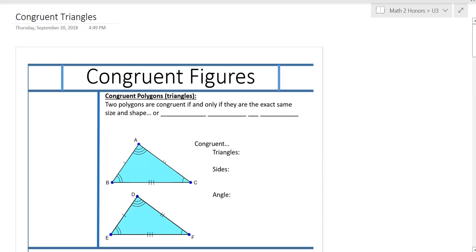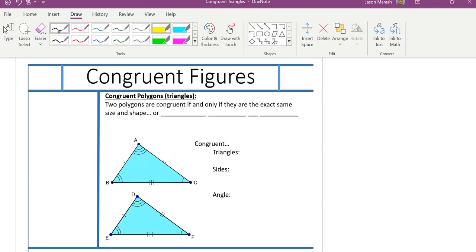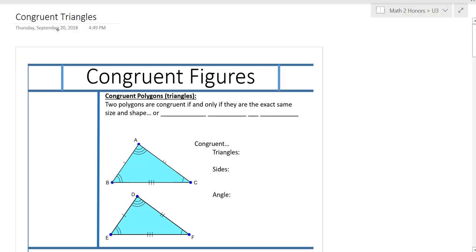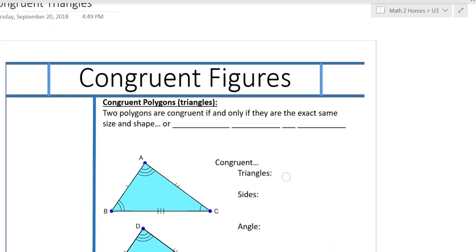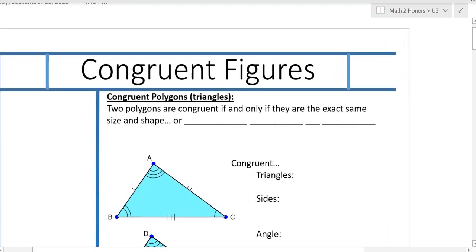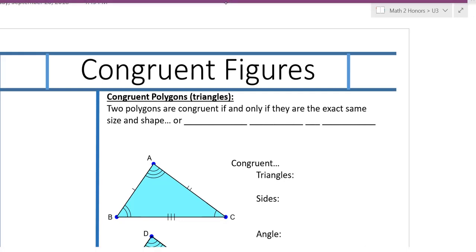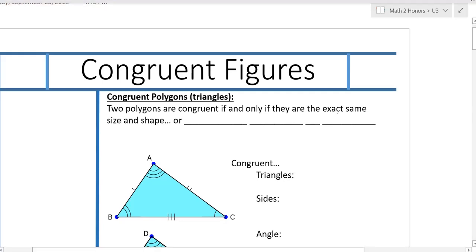Alright, we're going to talk about congruent figures today. So congruent polygons, and in particular we're focusing on triangles. Two polygons are congruent if and only if they are the exact same size and shape. Okay, so that is key right there. They have to be the exact same size and the exact same shape.